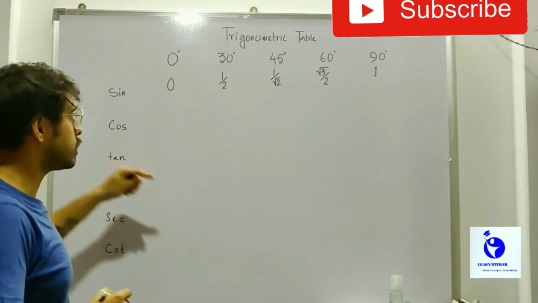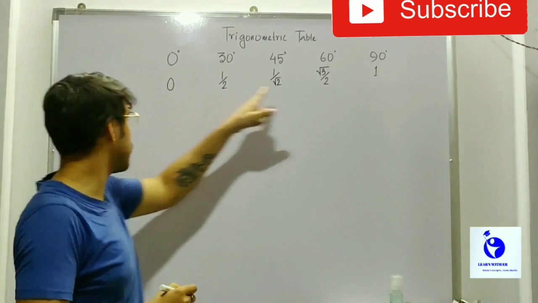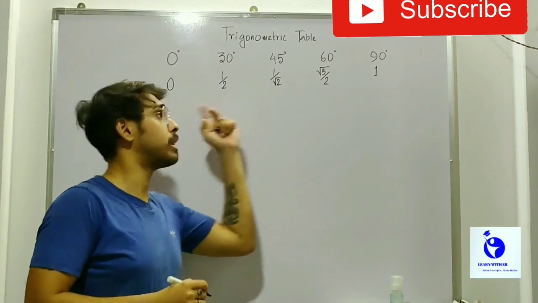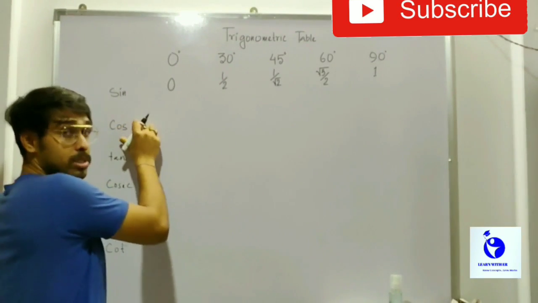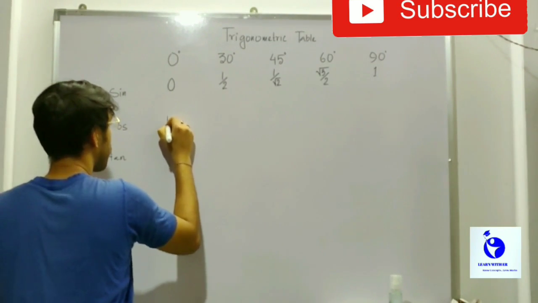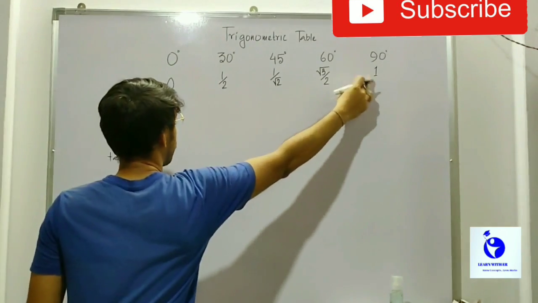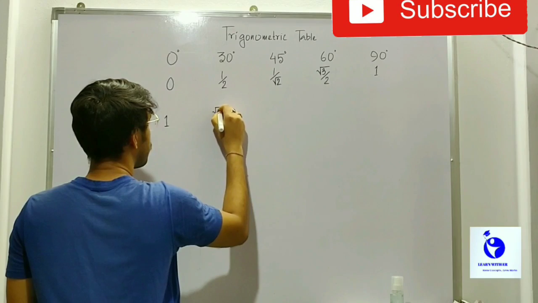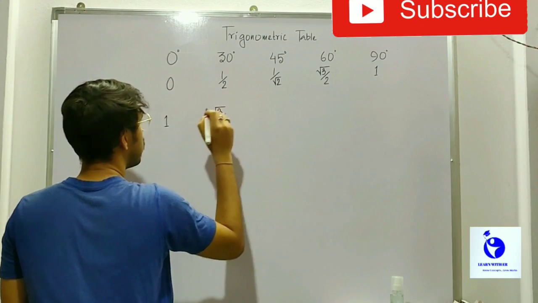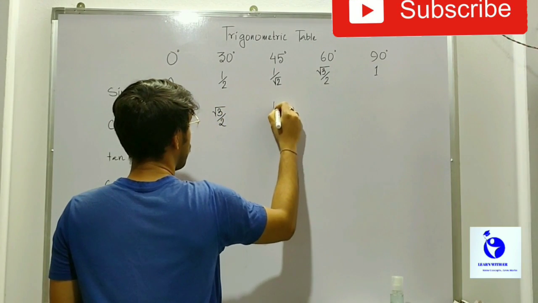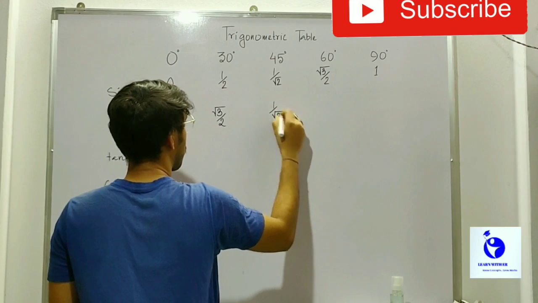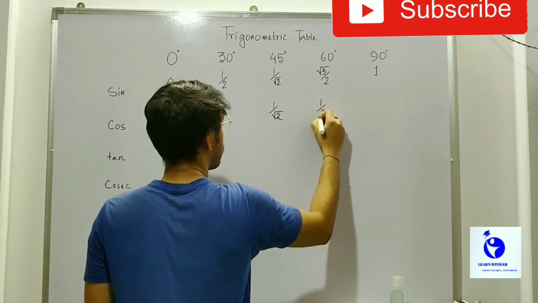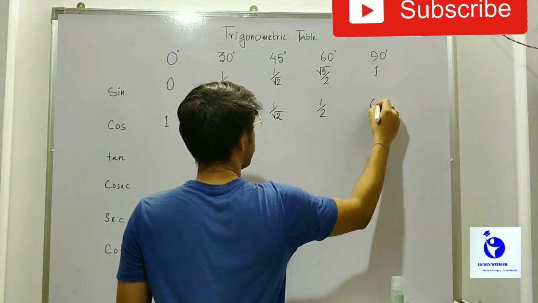For cos, we just have to start from here and come back to here. So this is just the reverse of this one. So cos 0 will be 1, as you can see here. Then cos 30 will be root 3 by 2. Cos 45 will be 1 upon root 2, cos 60 will be half, and cos 90 will be 0.